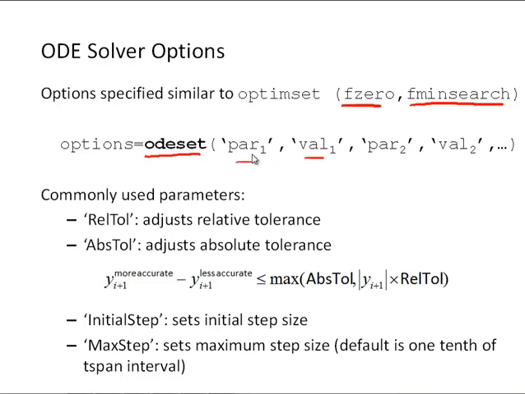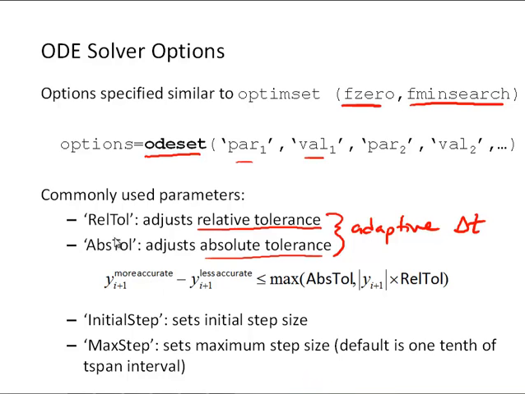So some commonly used parameters are reltol, that adjusts the relative tolerance for the adaptive time stepping, and abstol adjusts the absolute tolerance for the adaptive time stepping. Both of these are for that time stepping. And the way that it works, again, thinking about that adaptive time stepping, we look at yi plus 1 using the more accurate approach, generally with an embedded Runge-Kutta method for, say, ODE 45 or ODE 23, minus yi plus 1 for the less accurate approach.